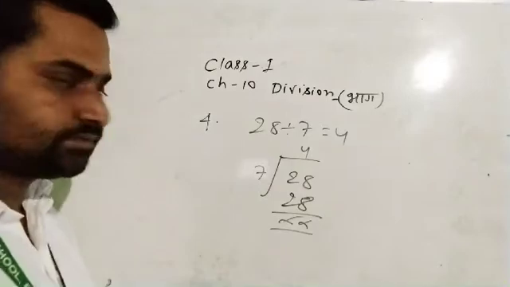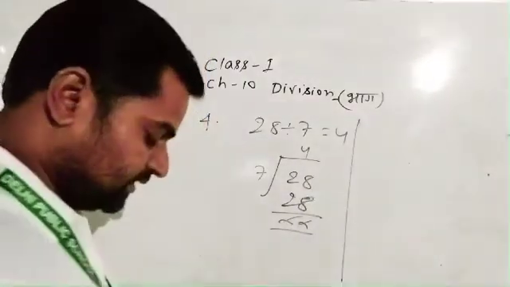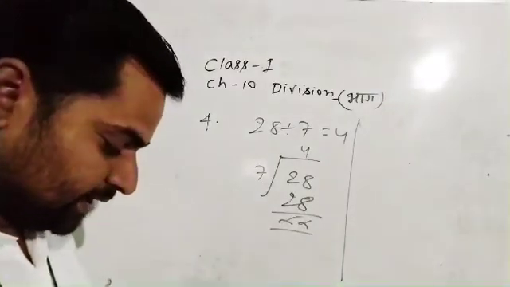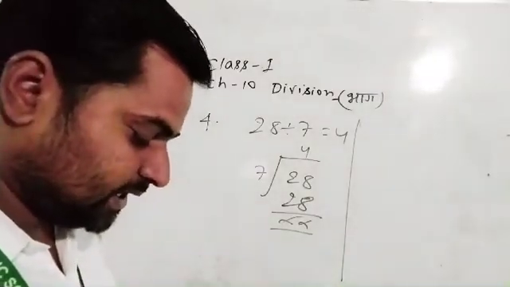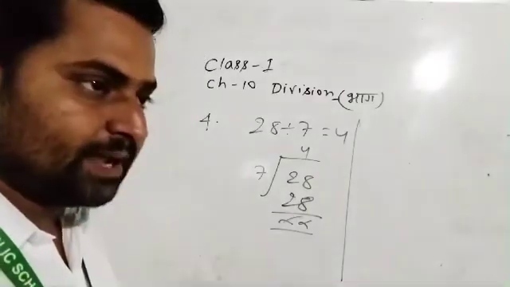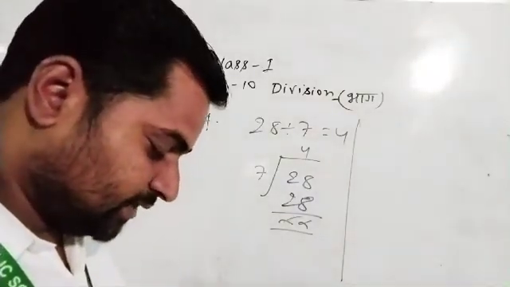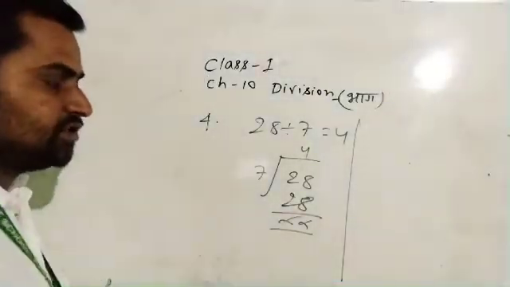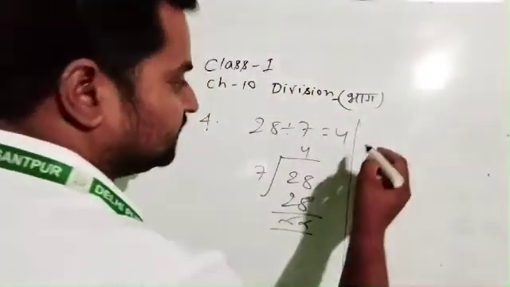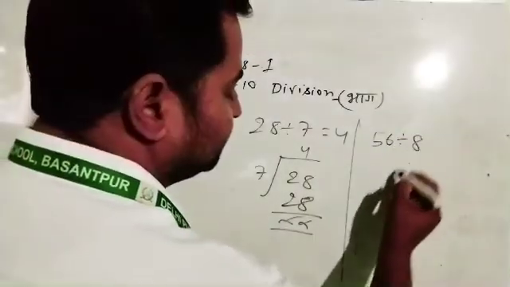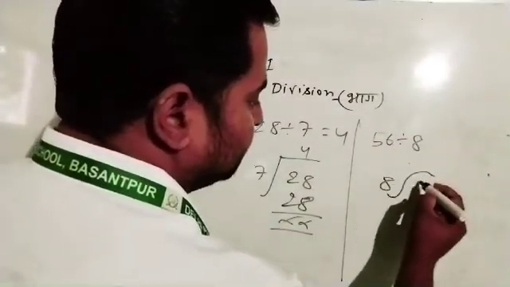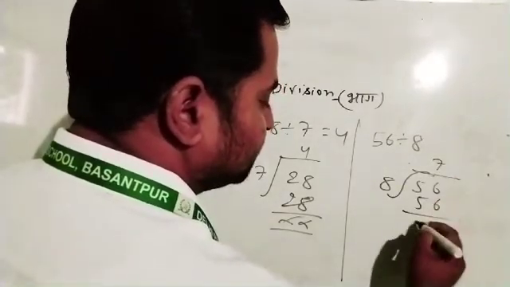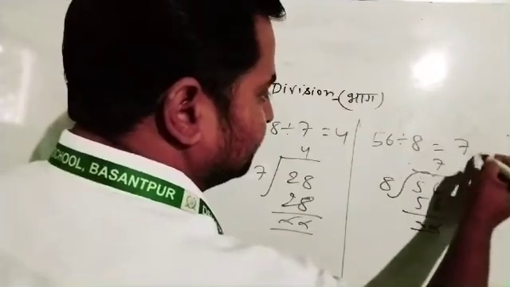And the next question, question number 5. Rajni had 56 oranges. She put 8 in 1 bag. How many bags did she use? So students, you write first 56 divided by 8. 8 7s are 56. So your answer is 7.